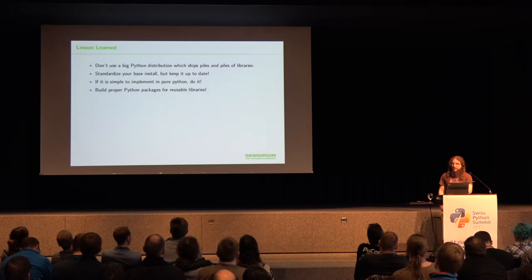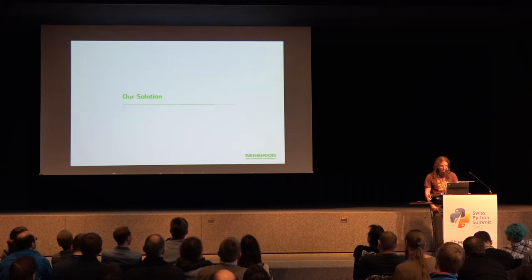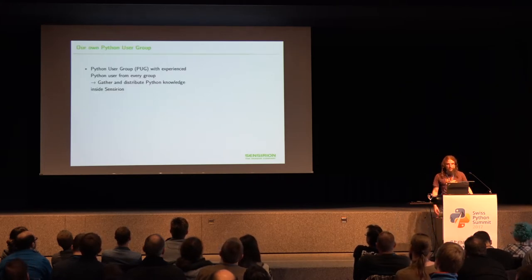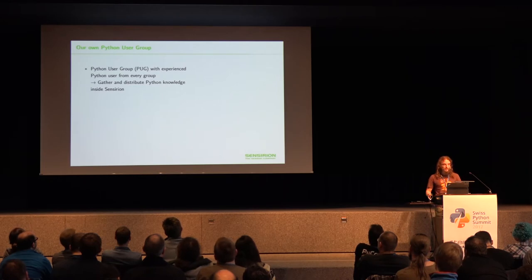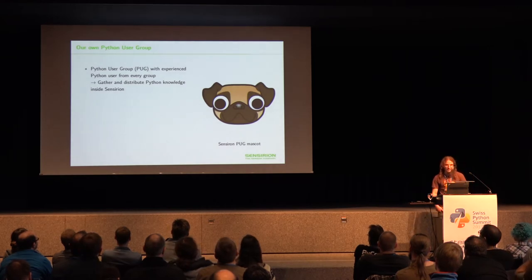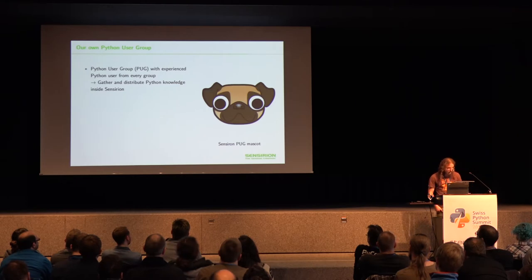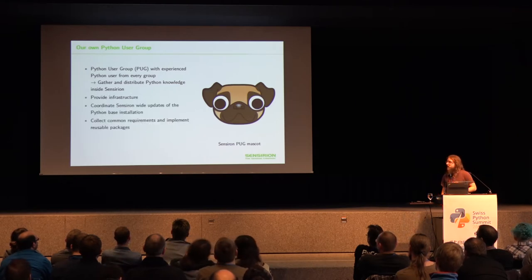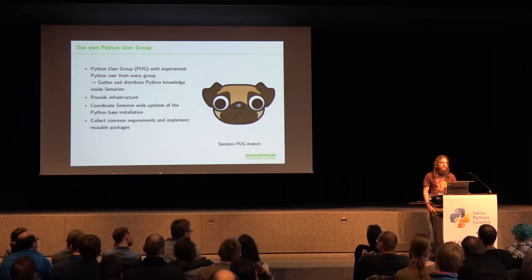So now, how do we try to achieve this? This is actually an ongoing process. First, we set up a Python user group called PARC with experienced Python users from every group at Sensirion. And since it's called a PARC, we have a nice little mascot. It's basically used to collect use cases, to collect knowledge and everything else. We also provide infrastructure for the others to use. We coordinate the updates of the base installation, and we collect the requirements and try to implement reusable packages for every group to use.